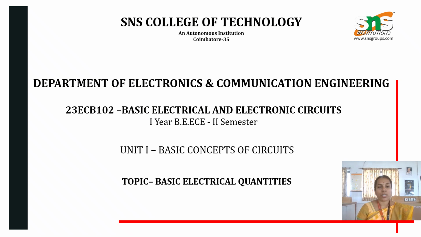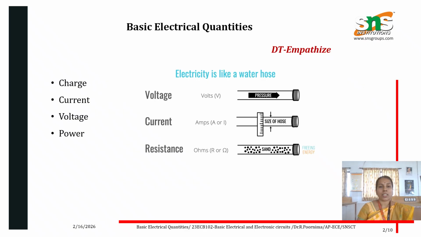Welcome to this video lecture on the subject basic electrical and electronic circuits. In this we are going to discuss about basic electrical quantities. So what are the basic electrical quantities? Charge, current, voltage and power are the electrical quantities used in electronic circuits.